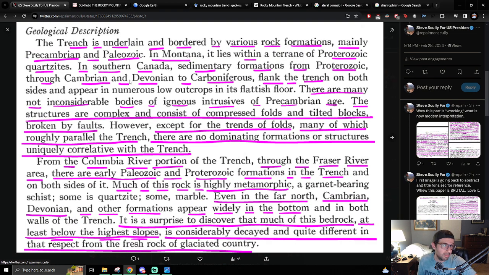Okay. Geological description. The trench is underlain and bordered by various rock formations, mainly Precambrian and Paleozoic. In Montana, it lies within a terrain of Proterozoic quartzites. In southern Canada, sedimentary formations from Proterozoic through Cambrian and Devonian to Carboniferous flank the trench on both sides and appear in numerous low outcrops in its flattish floor.